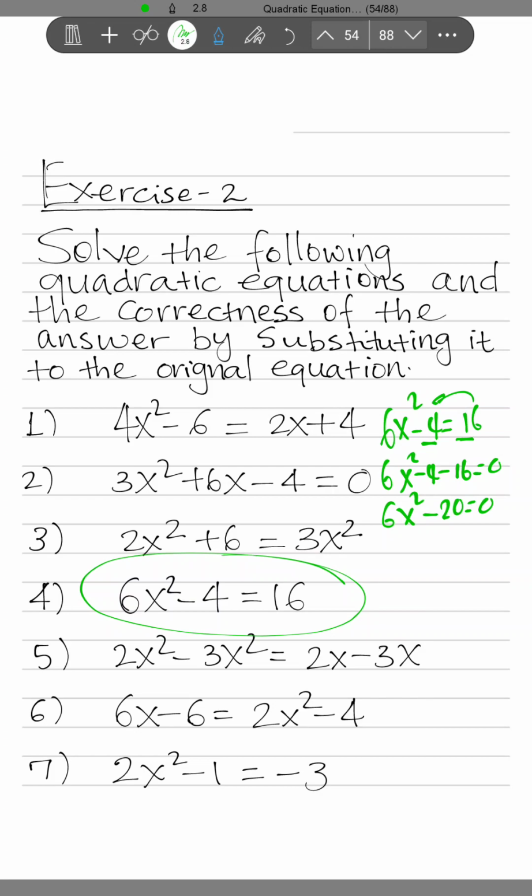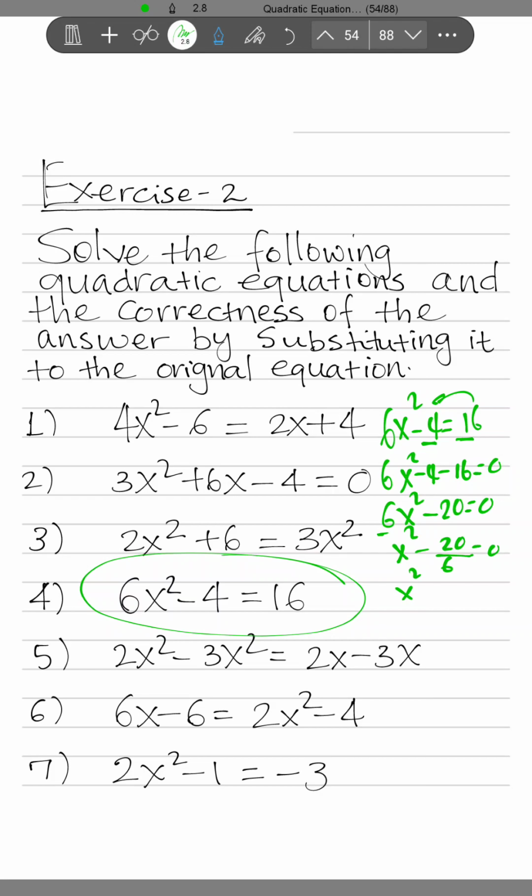The leading coefficient is not 1. So I need to divide both sides by 6. Okay? So x squared minus 20 over 6 is equal to 0.